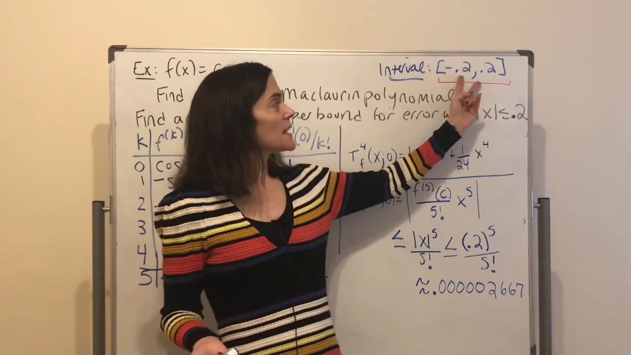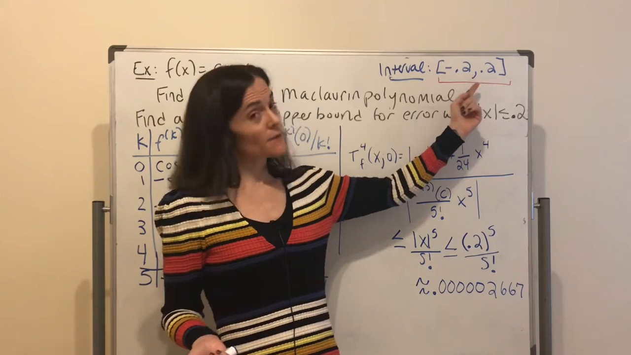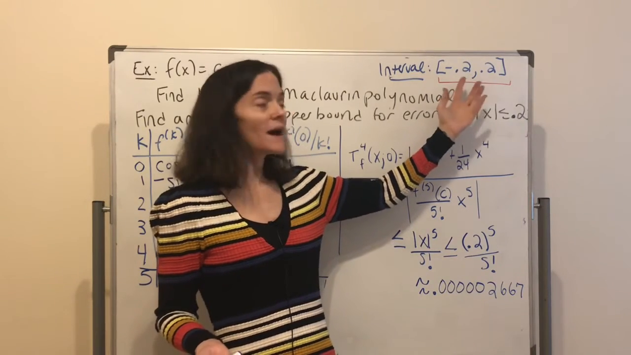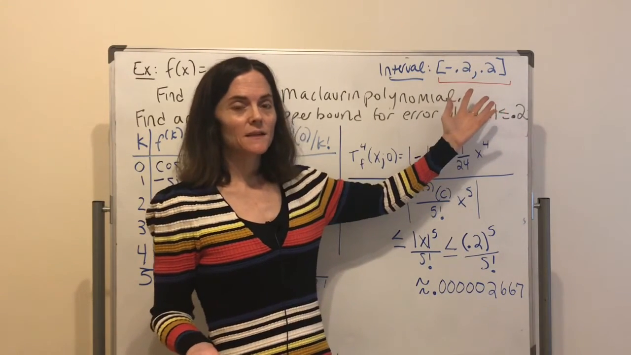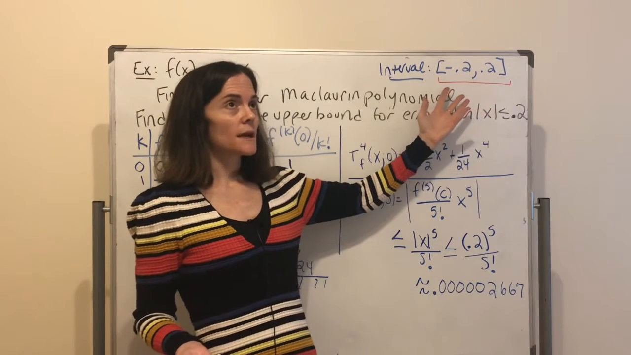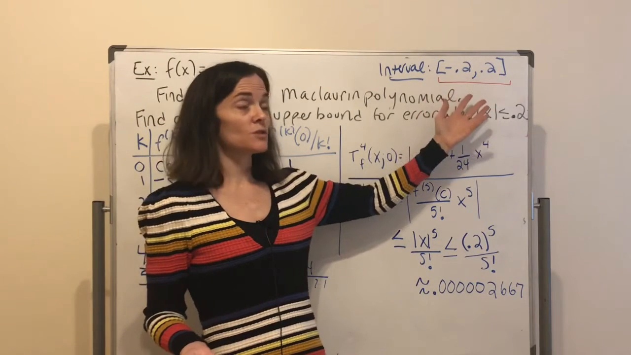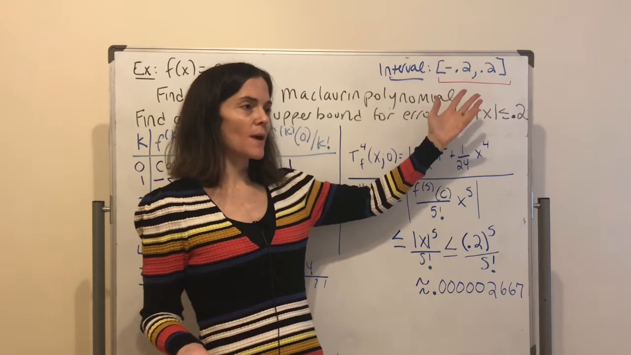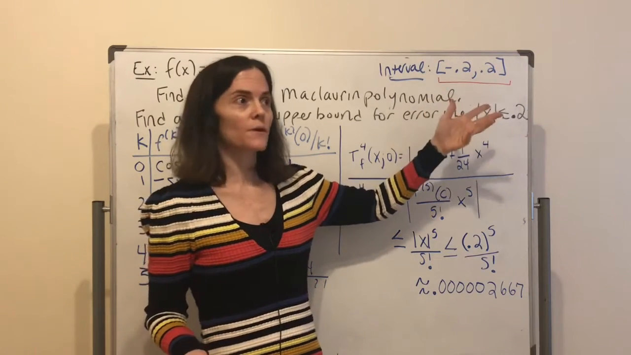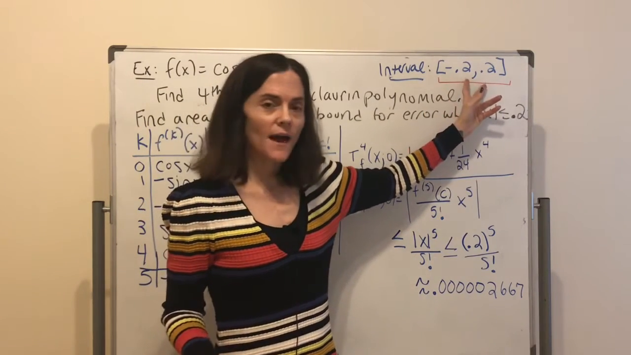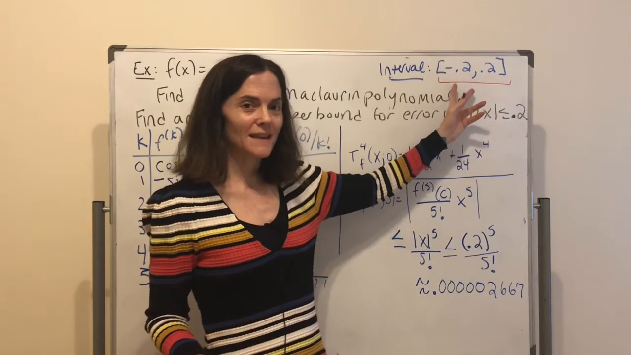How many numbers in here do you know the cosine for? 0 off the top of my head? Well, that's about it, right? Pi over 6 is going to be bigger than 0.2, for instance, because pi is about 3, more than 3. So I don't know any other values in this interval for the cosine.